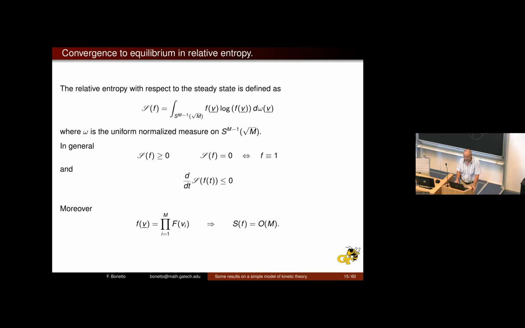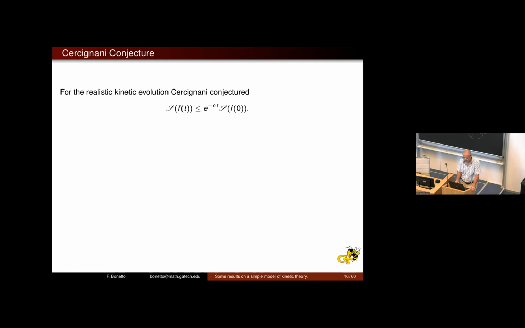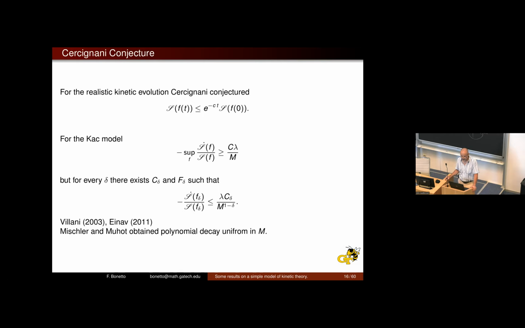And for the Kac model, Cercignani conjectured that in the realistic system, the entropy goes down exponentially in time. What one can prove is that that's true, but with a constant of order one over N, and so not uniform. And this is essentially a sharp bound. That's work by Einav. It tells you that essentially 1 over N is the sharp bound for the derivative of the entropy, what is called the entropy production. Then one of the ideas is that you may have an initial slow decay of entropy, but then it always picks up and goes down exponentially. This is what people hope, but it's more dreams than any mathematical reality.